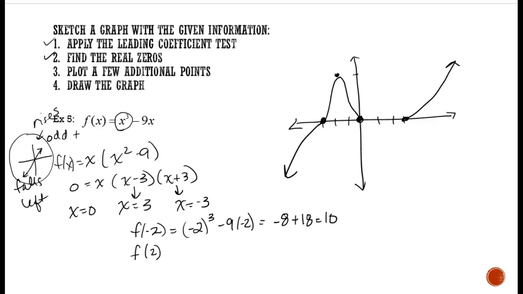It's a continuous line. Not perfect, but you get the idea. And then at positive 2, if I put a positive 2, 2 cubed minus 9 times positive 2, I get 8 minus 18. This gives me negative 10. So it's going to be way down here. So my curve's going to do this. All right, so this kind of gives me an idea of what it should look like.